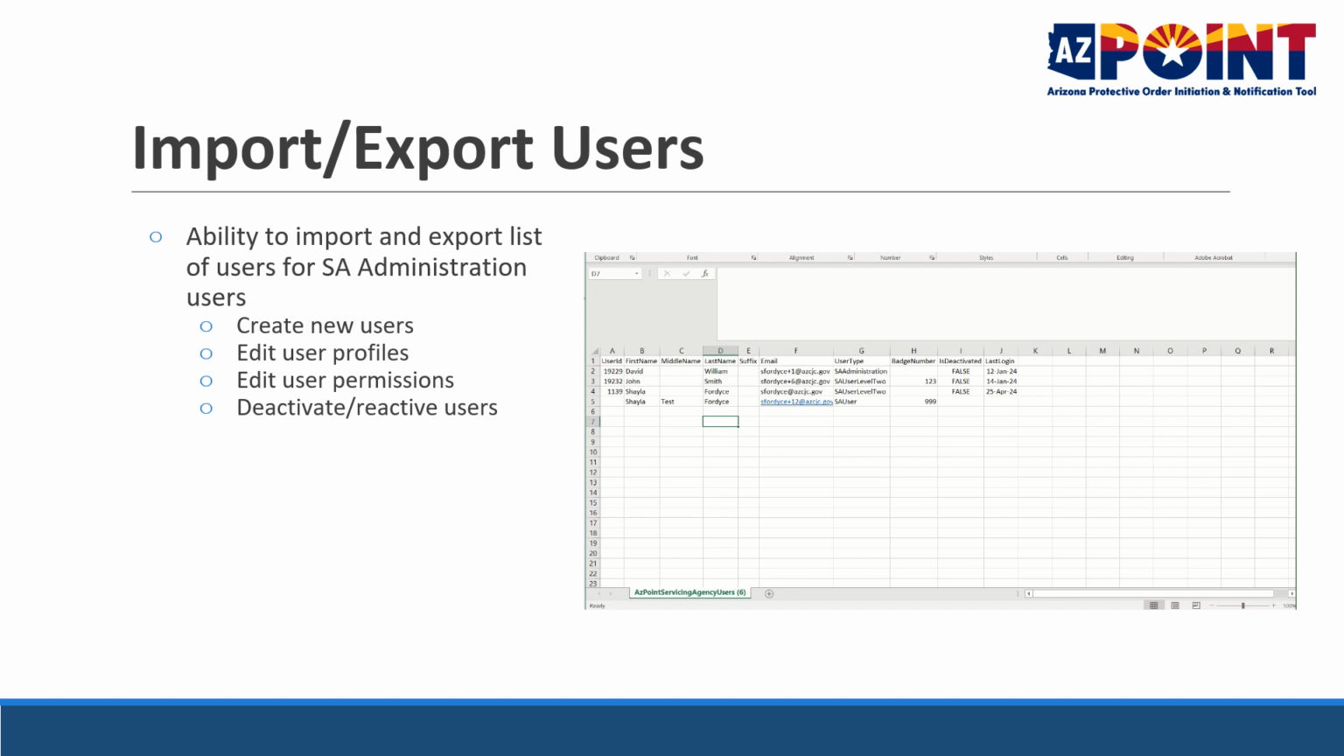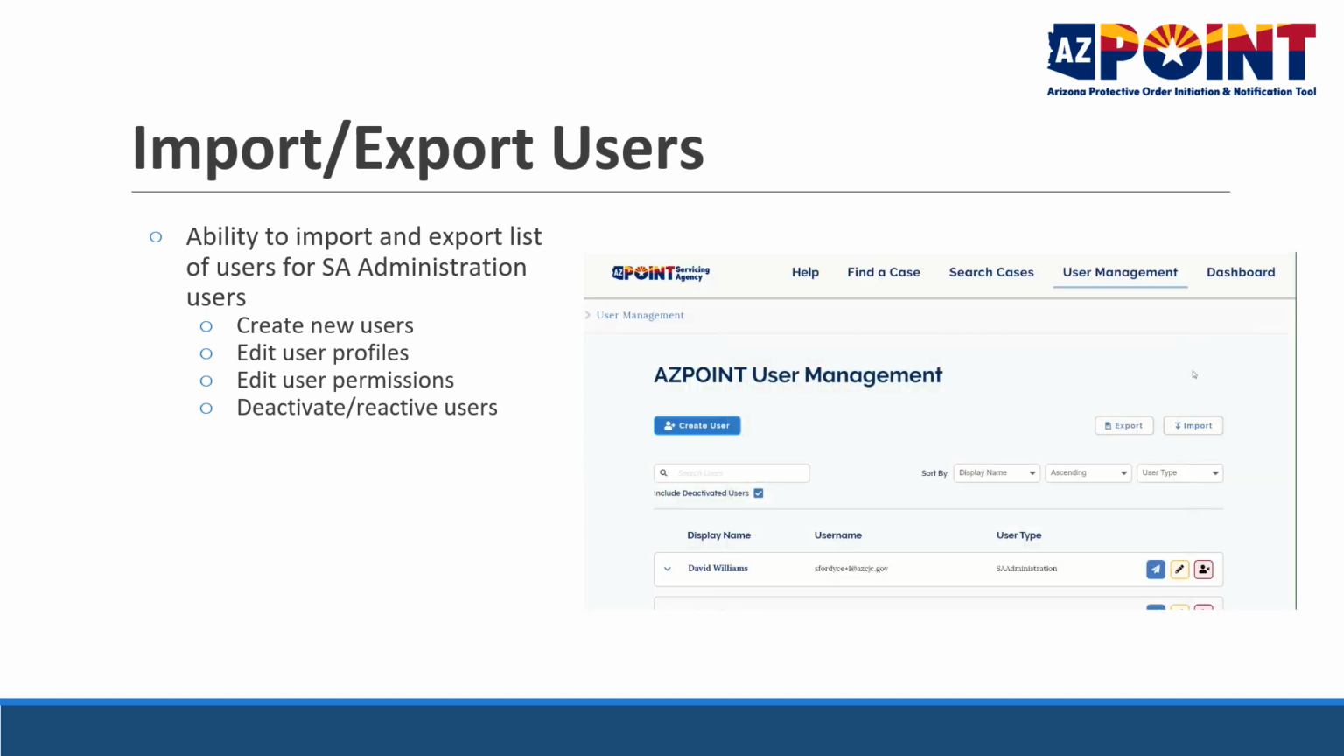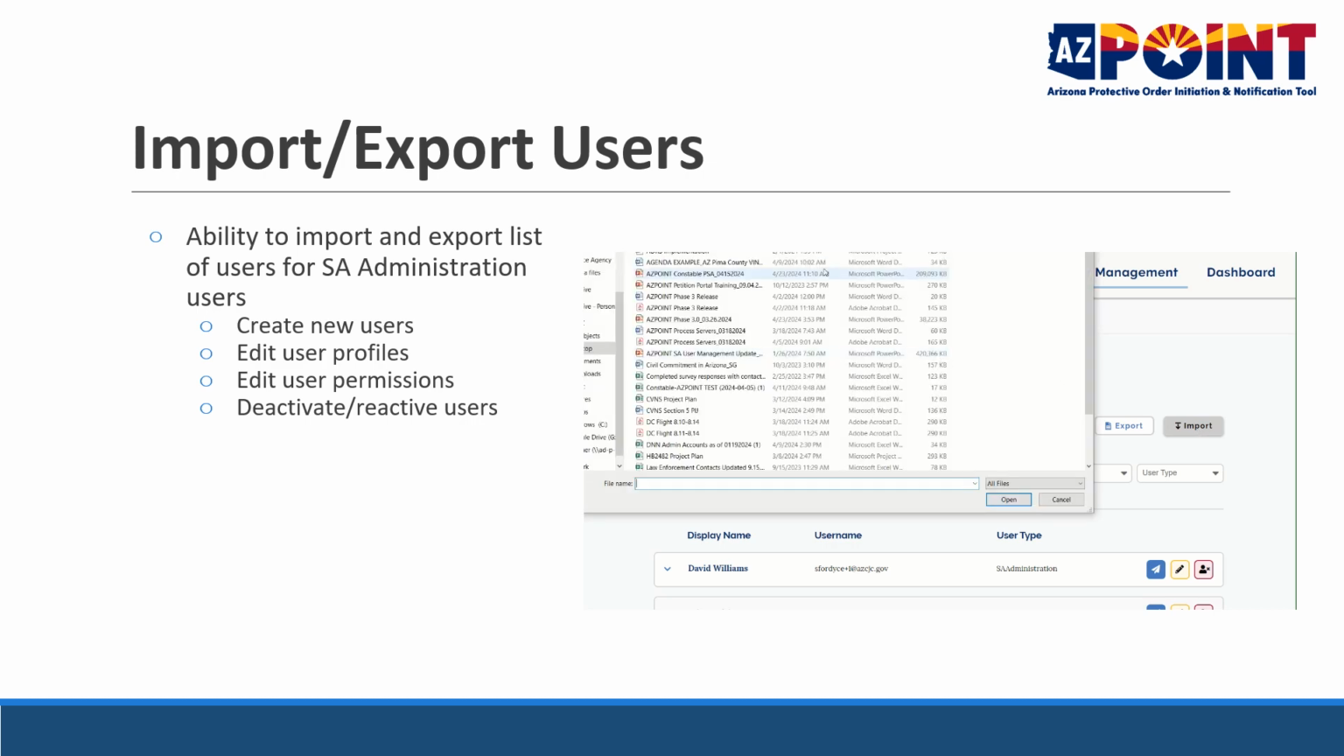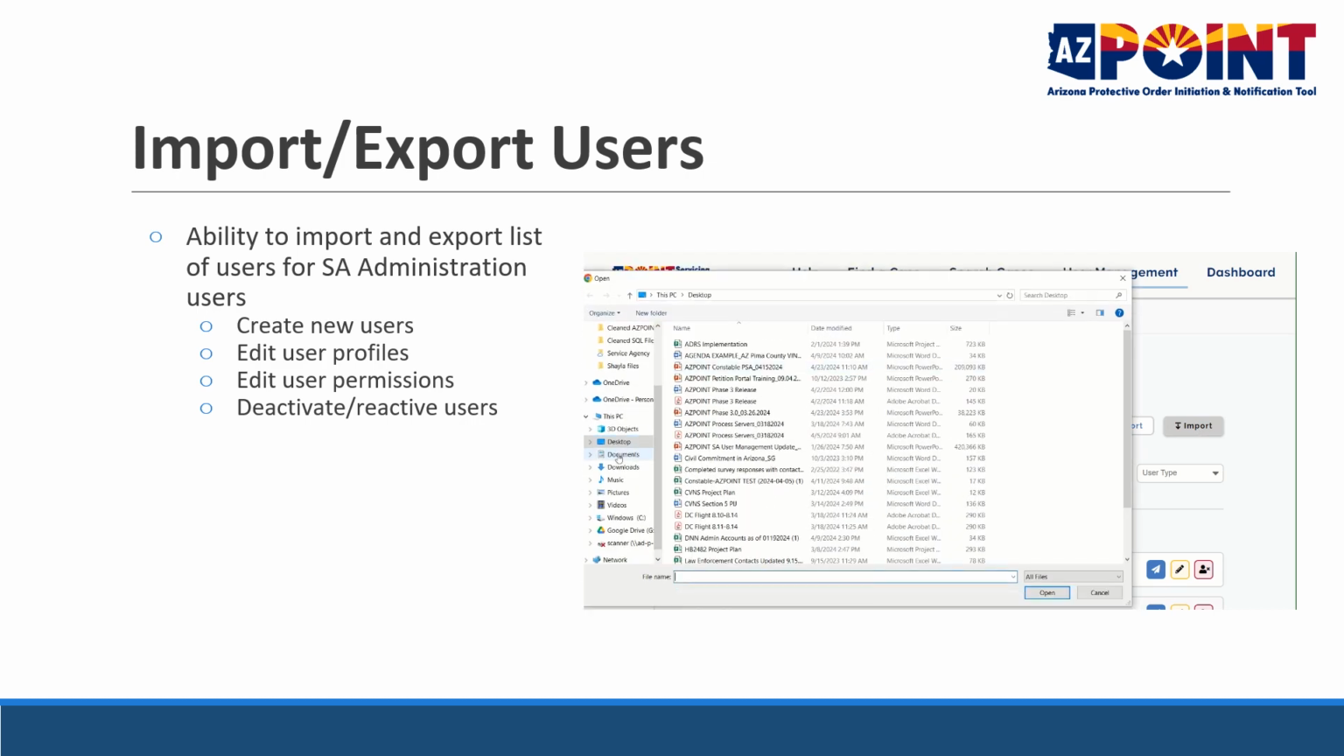So I'll go ahead and save this file. I saved it back to my computer, and then let's try to import this back into AZPoint here. Now that we've made our changes, we exported the spreadsheet, we made our changes, which consisted of adding a new user and editing a profile in terms of their name and editing a profile in terms of their user role. We saved it. We'll import it back in, and I'll show you that those changes have been made.